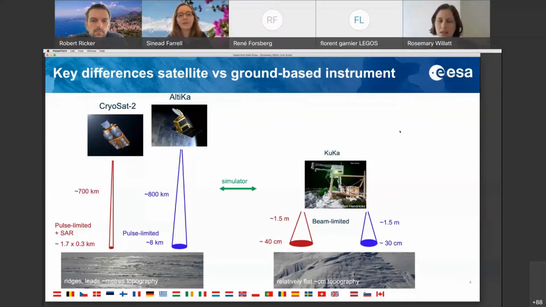So how can we link these two things? I don't think we can directly say, okay, we see one thing on the ground, so it's going to be exactly the same in space. But what this gives us is an idea of the frequency response. It tells us something about how the frequencies and polarizations respond to these snow and ice conditions.